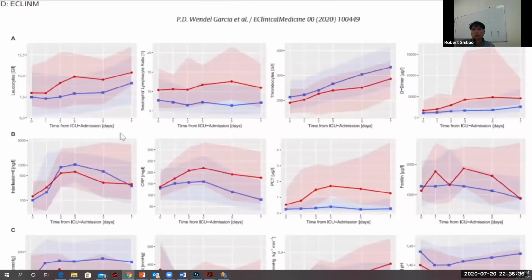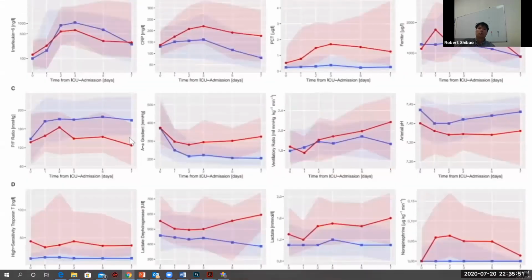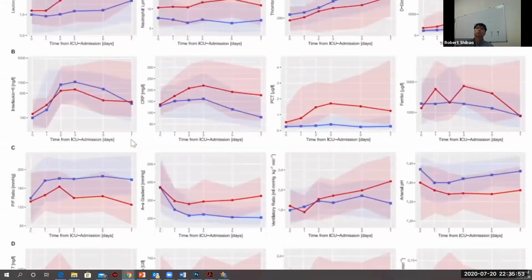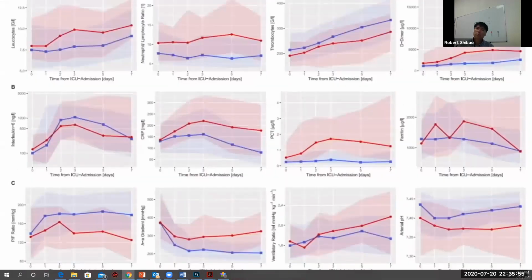Here you can see on the y-axis things like leukocytes, the neutrophil divided by the leukocyte ratio, thrombocytes, the D-dimer level, and interleukin-6, plotted over time. The non-survivors are in red and the survivors are in blue. They did a bunch of statistical analysis to see which ones could be seen as independently determining whether or not the patient was going to survive. So let's take a look at those.